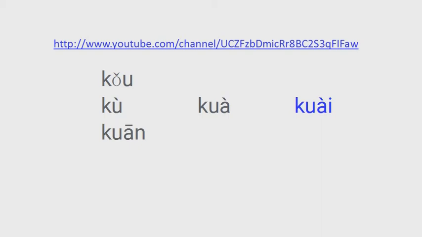KUAN is pronounced as Quan. Kuang is pronounced as Quang. Kui is pronounced as Kui.